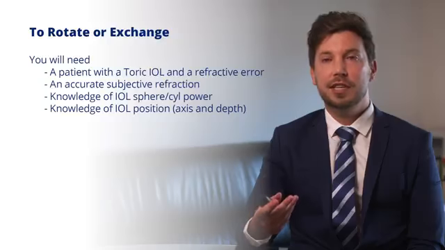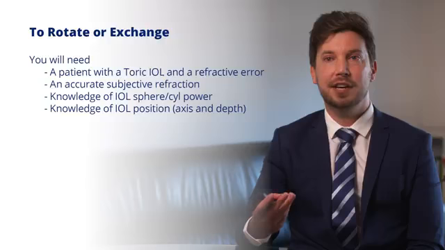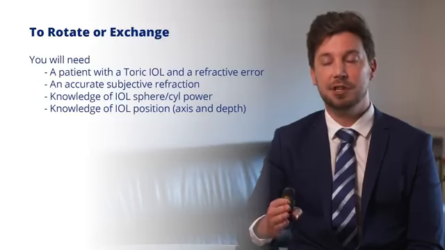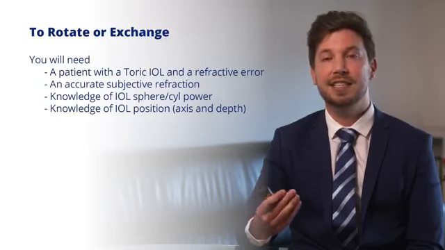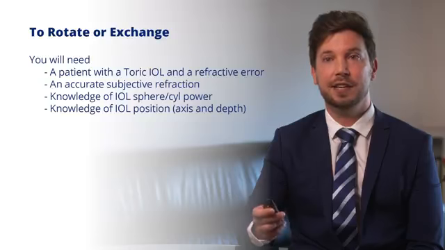You're going to know what the IOL is in terms of its power, its sphere power, its cylinder power, and you want to know where it is in the eye. So you'll need to know its axis, where it is sitting, not where you plan, but where it truly is sitting, and its depth, so the AC depth of the eye.